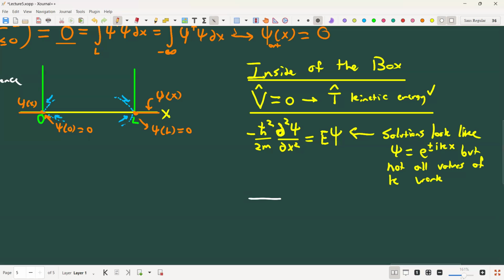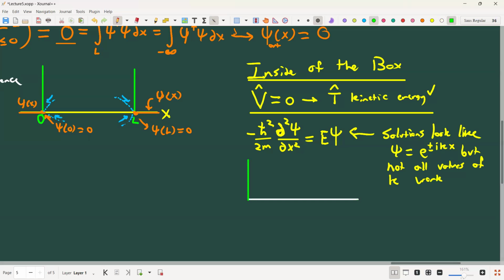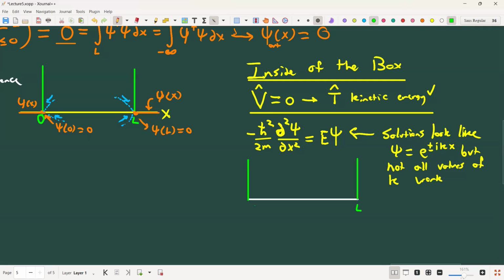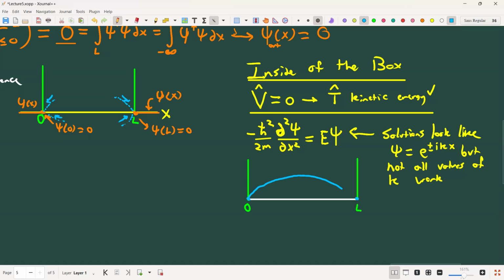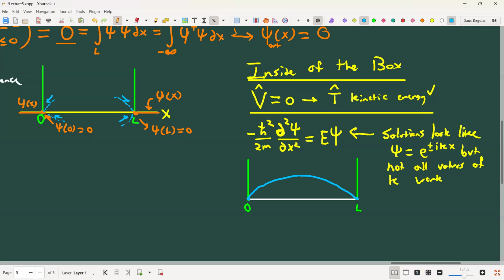Let me just draw the box one more time. And let's just do a graphic. Let's just think kind of roughly about what kind of functions fit in the box. We know that the function needs to be 0 here and end at L. So let's think of some waves that may fit. Here's one. This is a half period of a sine wave. That works. That would totally be okay. The integral of this is finite, because it's finite length. It's smooth.